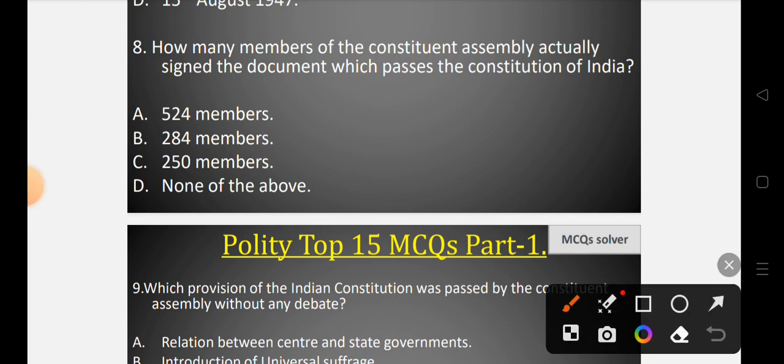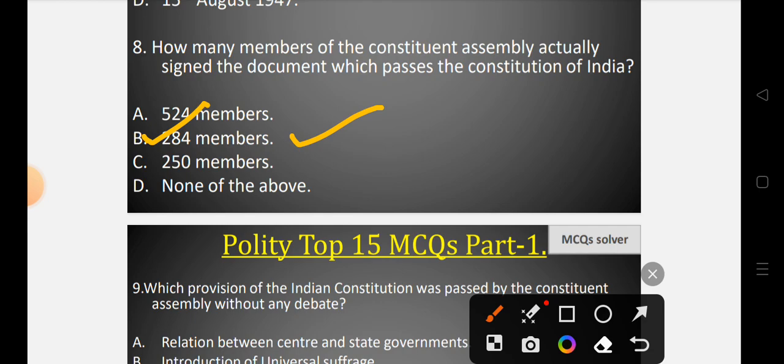So the total number of members who signed the document of the Constitution of India, which led to the passage and enactment of the Constitution of India, the correct option is option number B, that is 284 members. 284 members is the correct option.